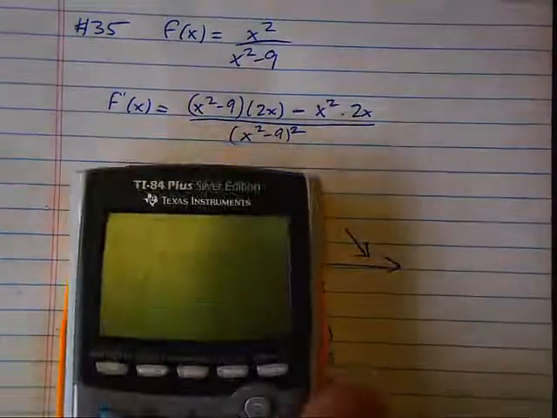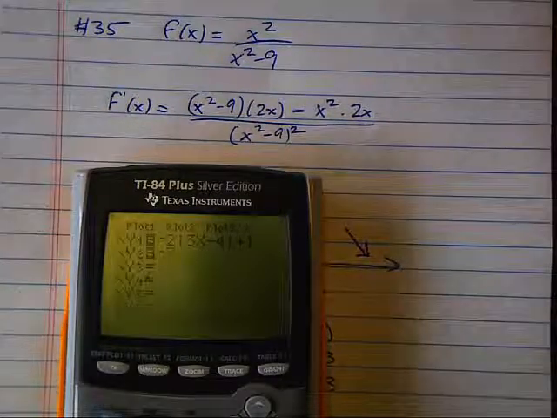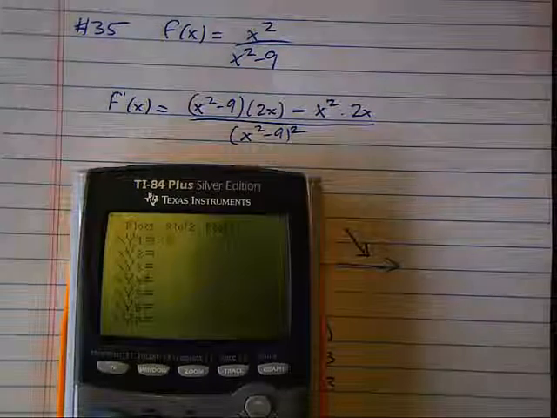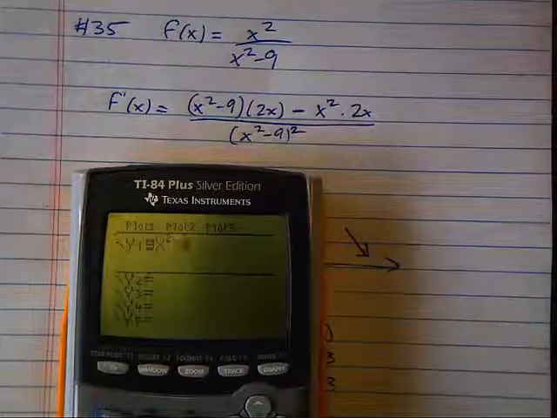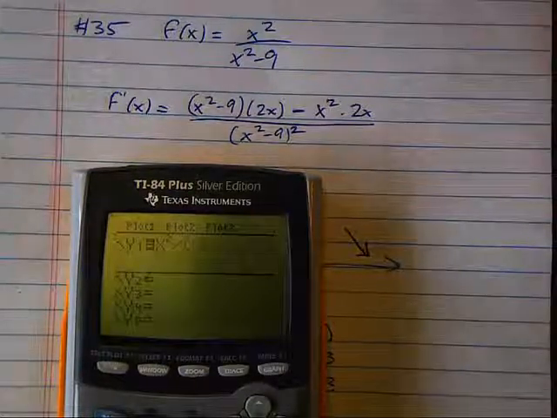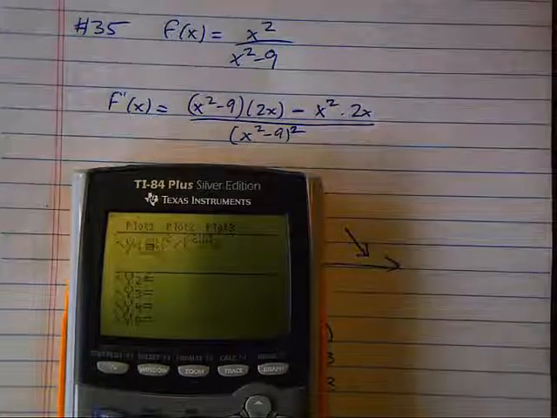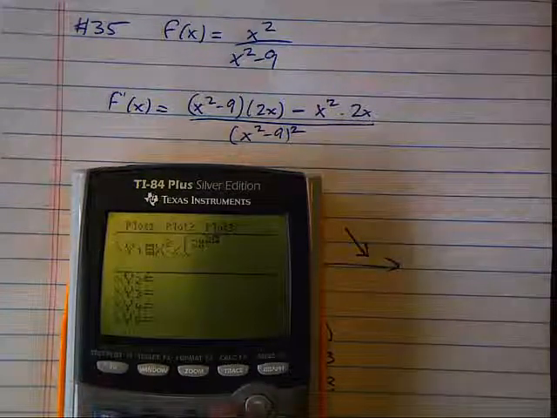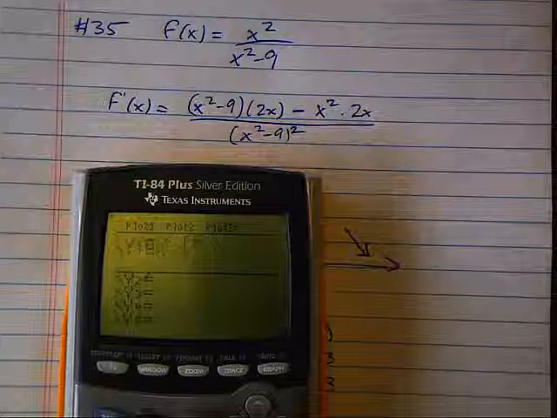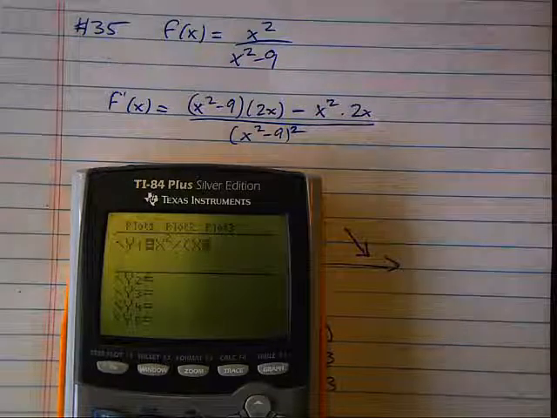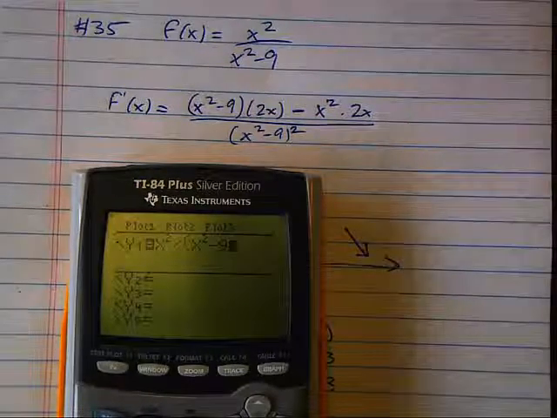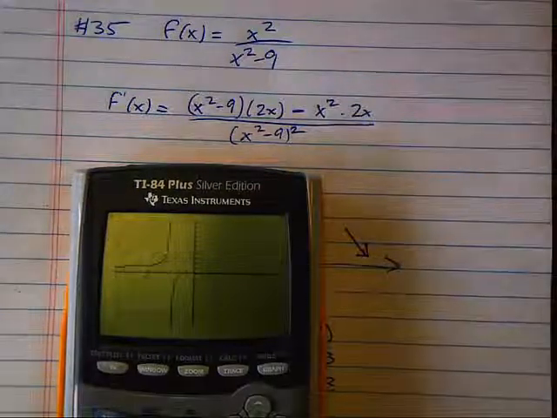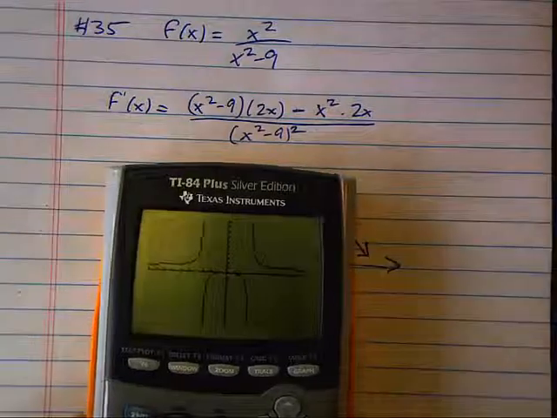I can graph it. Y equals x squared divided by x squared minus 9, there we go. Doesn't show up very well.